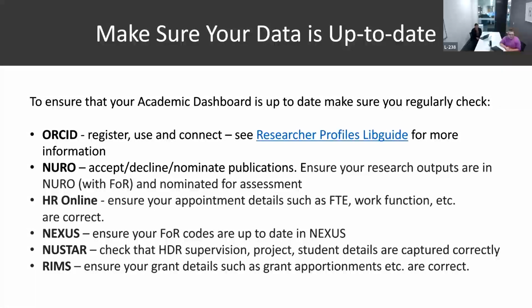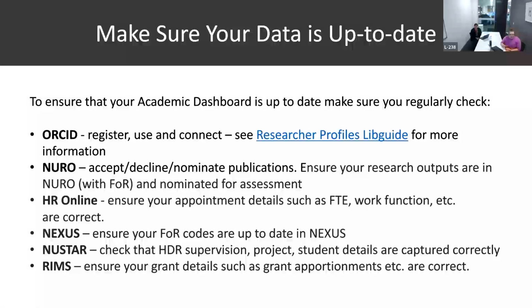It's important to check in with your Neuro account regularly. Make sure you have a look at the publications that are coming across and accept or decline any publications, and then also nominate publications for assessment. It's also important that you put FOR codes on your research outputs. HR Online, have a look and see if your appointment details are correct.